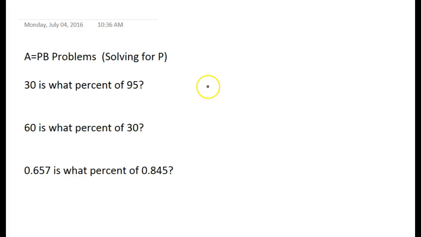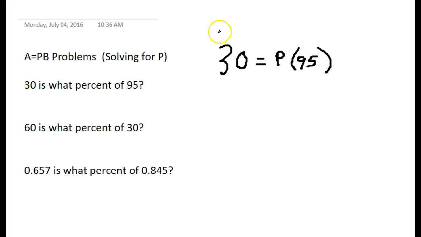When we solve for P, look at this. 30 is what percent of 95? Now, look at this. 30 is, so that's my equal sign, what percent? So I'm looking for P of 95. So my B is 95. What am I going to have to do here? Just a little bit of algebra, you could say. I'm just going to divide both sides by 95. All right, 30 divided by 95.